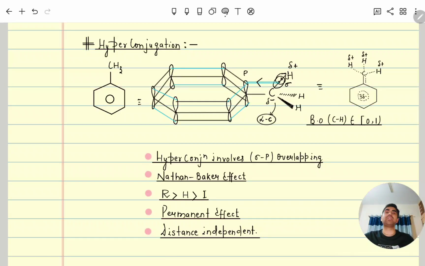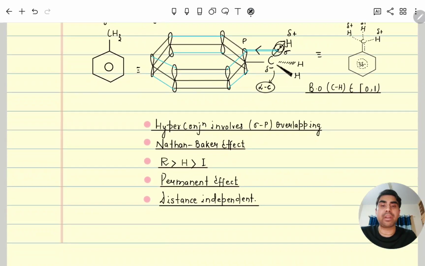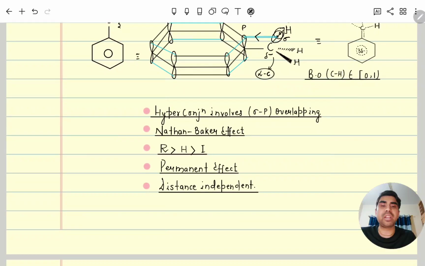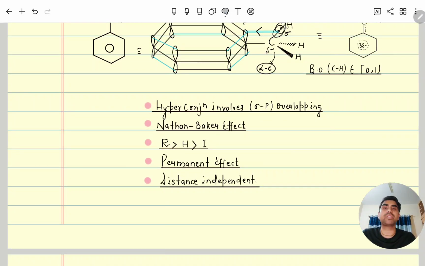So the plus H effect also operates in benzene systems, in ortho-para derivatives. In class we discussed its structure also. This effect was given by two scientists, so it is called the Baker-Nathan effect. We studied in class in detail how it happens. Hyperconjugation involves sigma bond and p orbital overlapping. This is also called the Baker-Nathan effect, and the resonance effect is stronger than hyperconjugation.